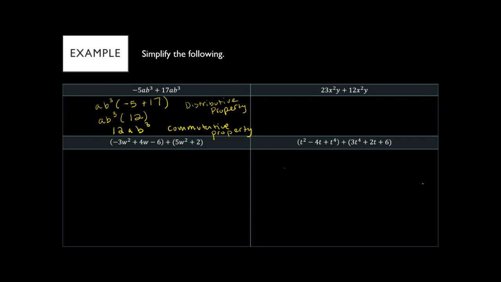So if we go to the example on the right, we've got 23x squared y plus 12x squared y. They both have x squared, they both have y, so these are like terms. So you just add 23 plus 12, and that gives you 35. So our answer is 35x squared y. You don't do anything with the variables, they just hang out. You're just adding the numbers. Are there any questions on those two?